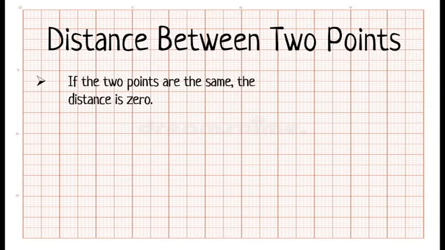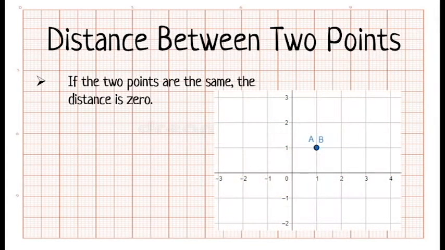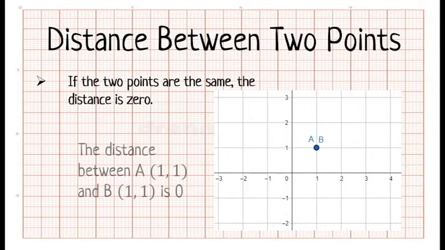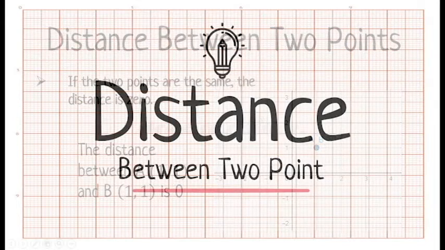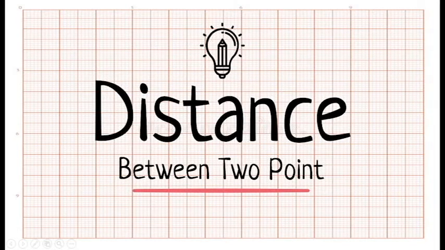Lastly, if the 2 points are the same, the distance is 0. This just means that points that have the same value have a distance that is 0. In our example, both point A and B lie at 1, 1, therefore the distance between A and B is 0. Now, let's move on to getting the exact distance between 2 points.